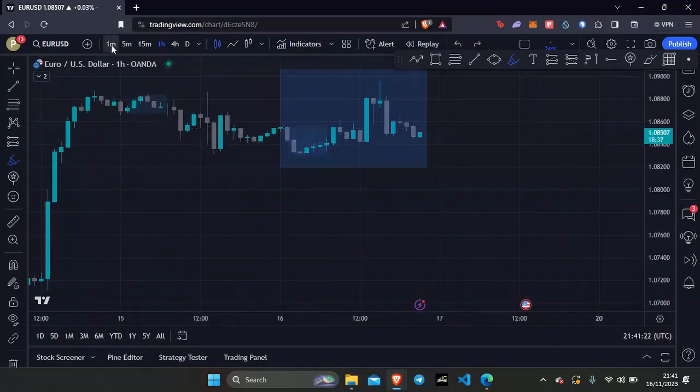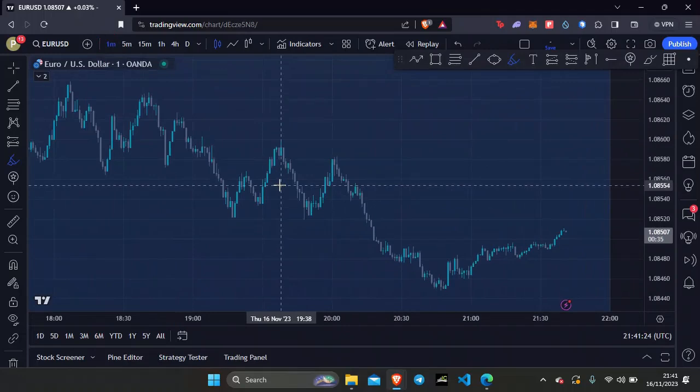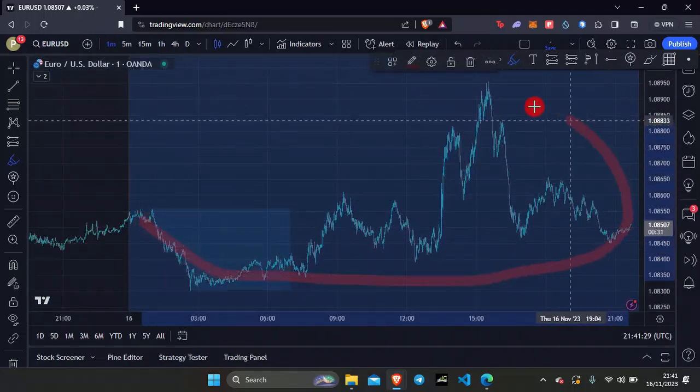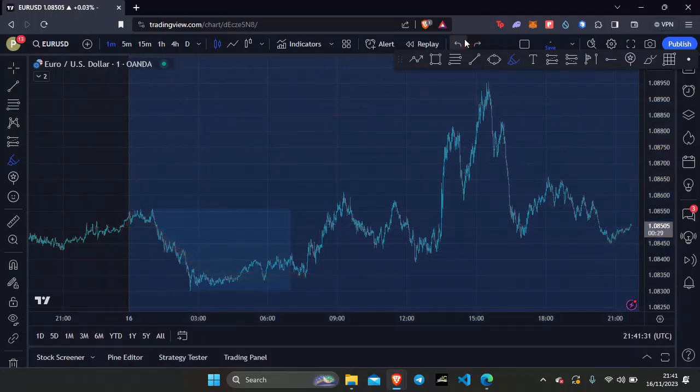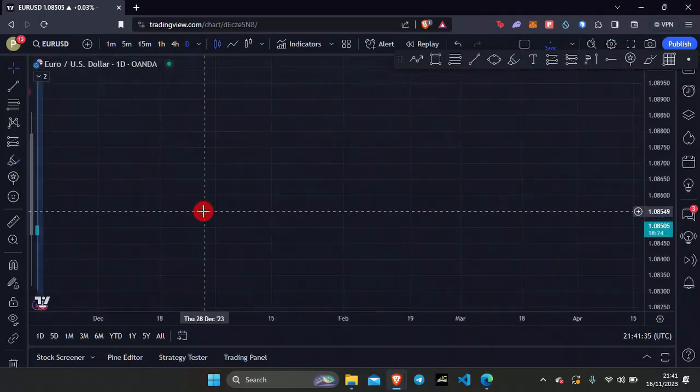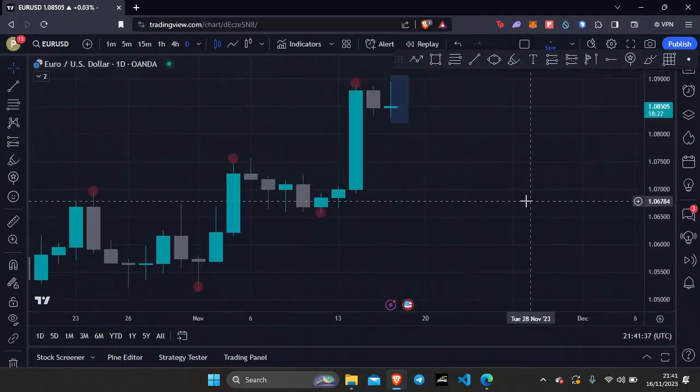Now we can take it all the way down to the extreme and drop down to the 1 minute so you can see that all of this price action, everything here, was just inside of this one singular daily candle, right?